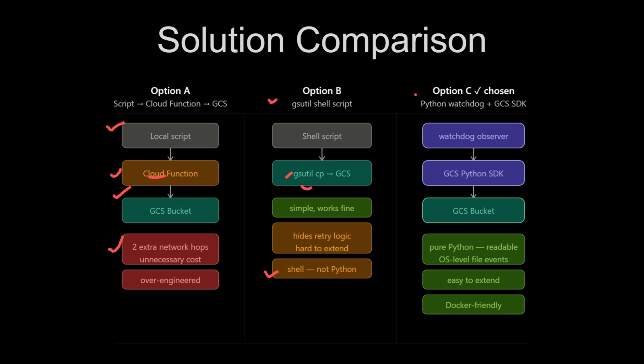And finally, option 3 is pure Python. The Watchdog library uses OS-level file system events, not polling, not a timer. The operating system itself tells our script the moment a file appears, so zero delay. And we use the official GCS Python SDK directly, so we can see exactly what is happening, add proper logging, and extend it later. This is the one we are building.